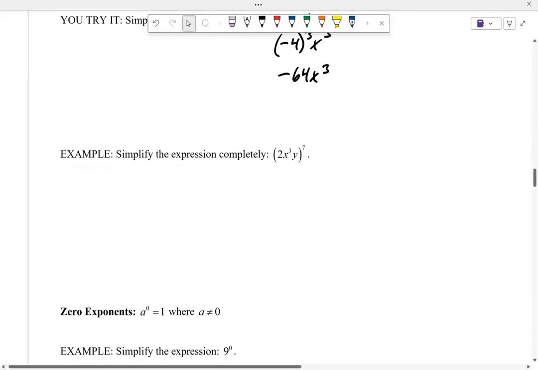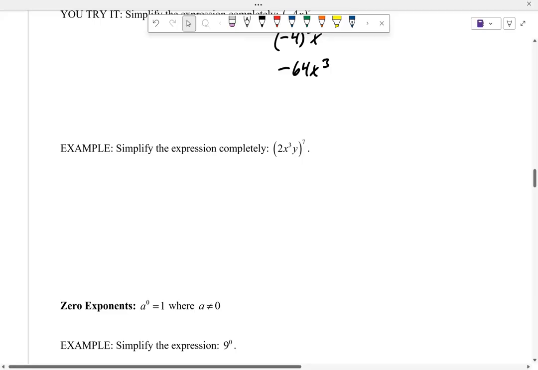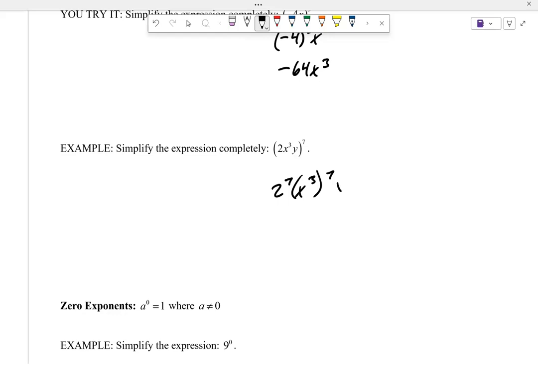And let's do this last one before we get to the next rule. We have 2 to the 7th, x to the 3rd to the 7th, and finally y to the 7th. And so that 2 to the 7th will give you 128. X to the 3rd to the 7th will give you that 21 right there. And then, of course, we got y to the 7th on that.